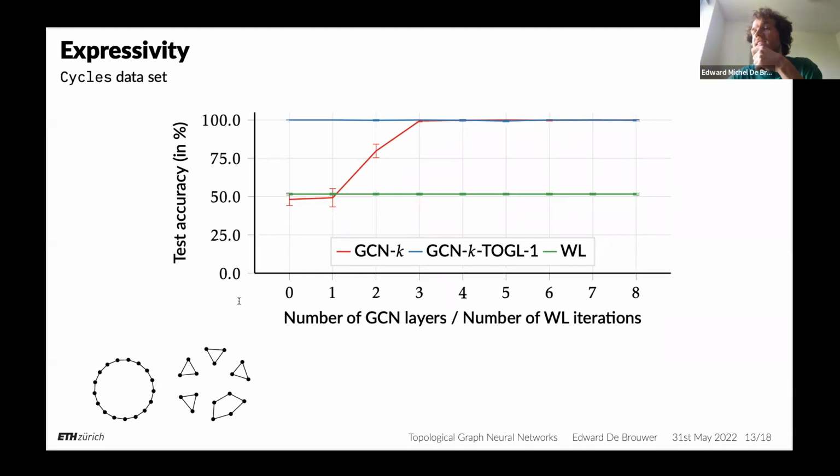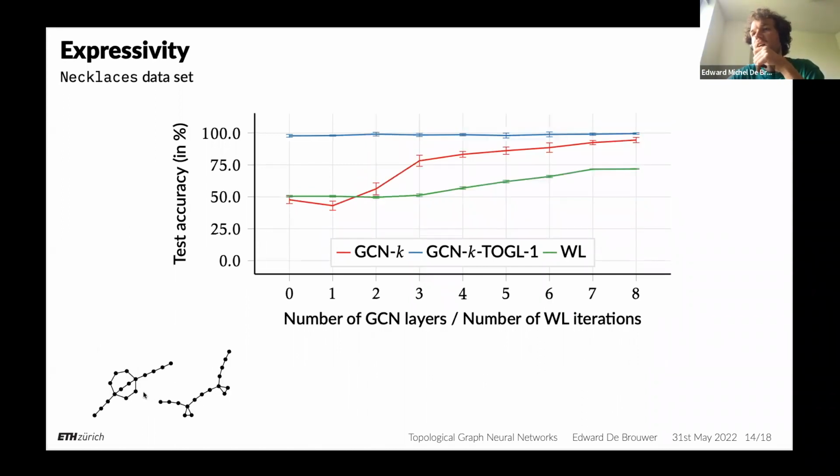And that's exactly the effect that you see here, because you need 3 layers, which corresponds roughly to the length of the cycles here, in order to figure out what type of cycles the graph the GCN is operating on has. In contrast, when you have the TOGL layer, as we saw, you directly have information about the topology of the graph, and so you can directly distinguish the two graphs without even one GCN layer.